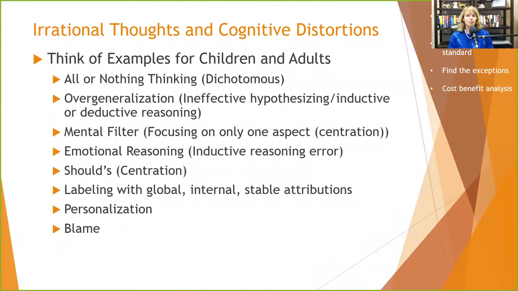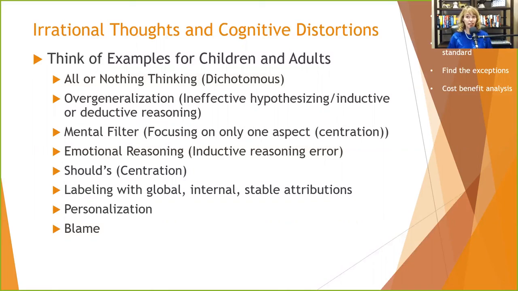Think of examples for children and adults when they have gotten into all or nothing thinking. Now, if you've worked with children, you can think of one of your child clients. If you've worked with adults, or even thinking in yourself, because we all do these occasionally, let's think about some of these cognitive distortions that CBT highlights as being problematic, and think about what sort of cognitive process might have us there.